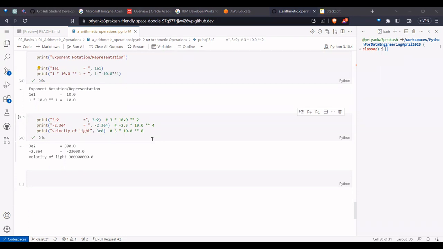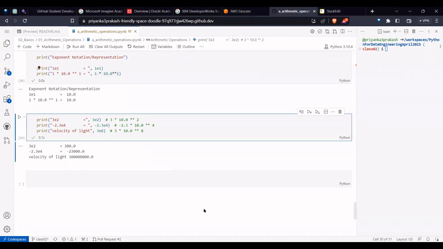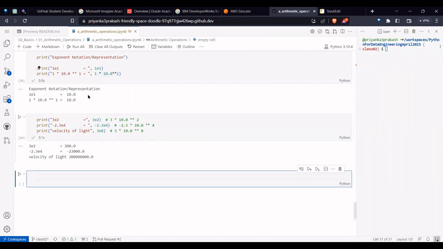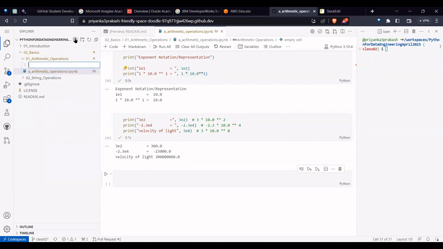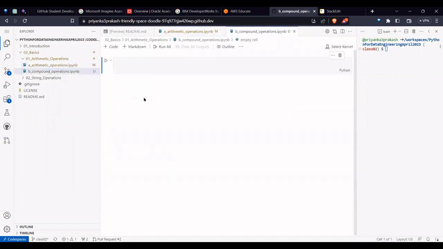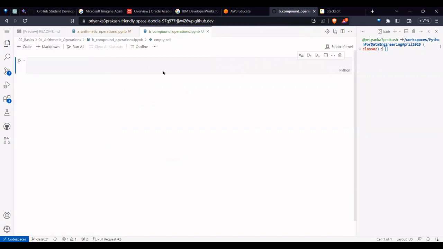Next, let me go for one more topic. I think we have done enough in this Jupyter notebook. Let me create one more Jupyter notebook. How do we create it? I can just create one for the compound operations, say compound operations.ipynb. I created another Jupyter notebook. Sir, why can't we continue in the previous one? We can continue. Just to make you familiar, I'm doing it. I created a new Jupyter notebook.